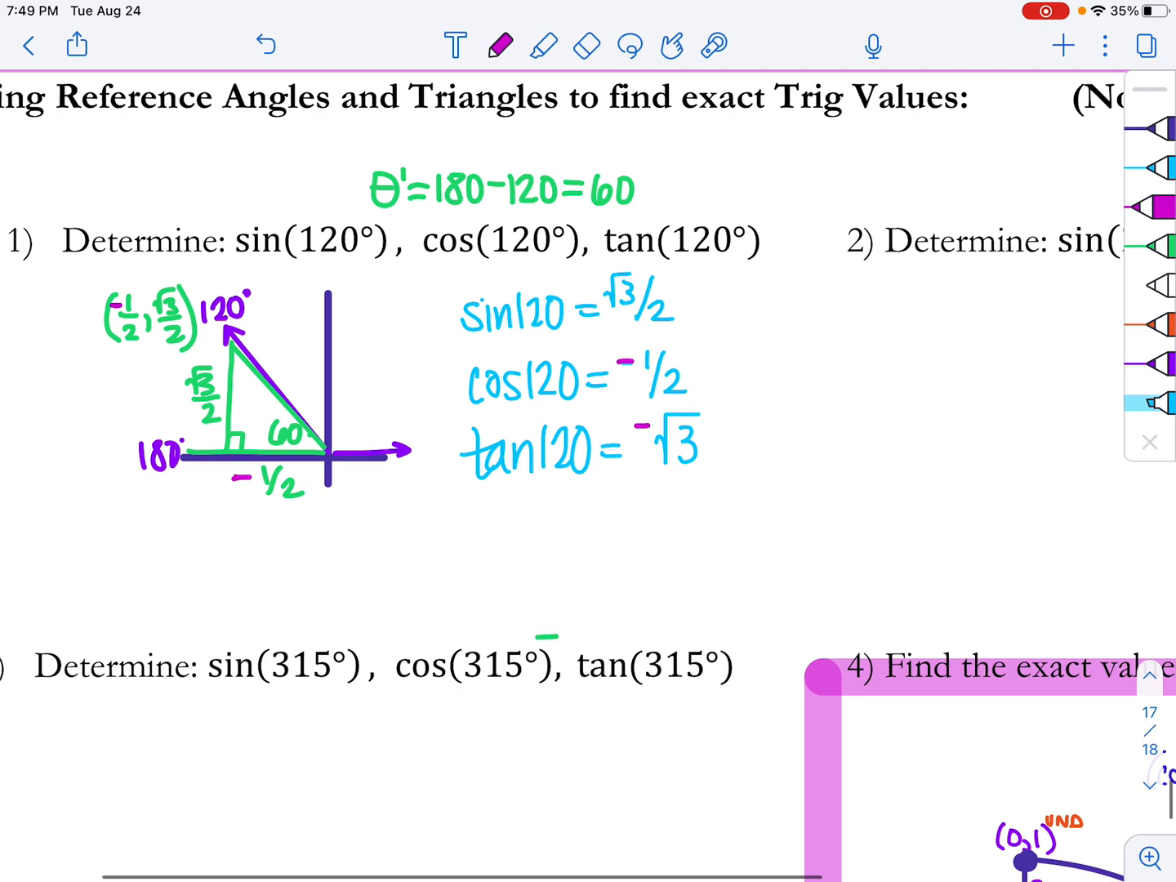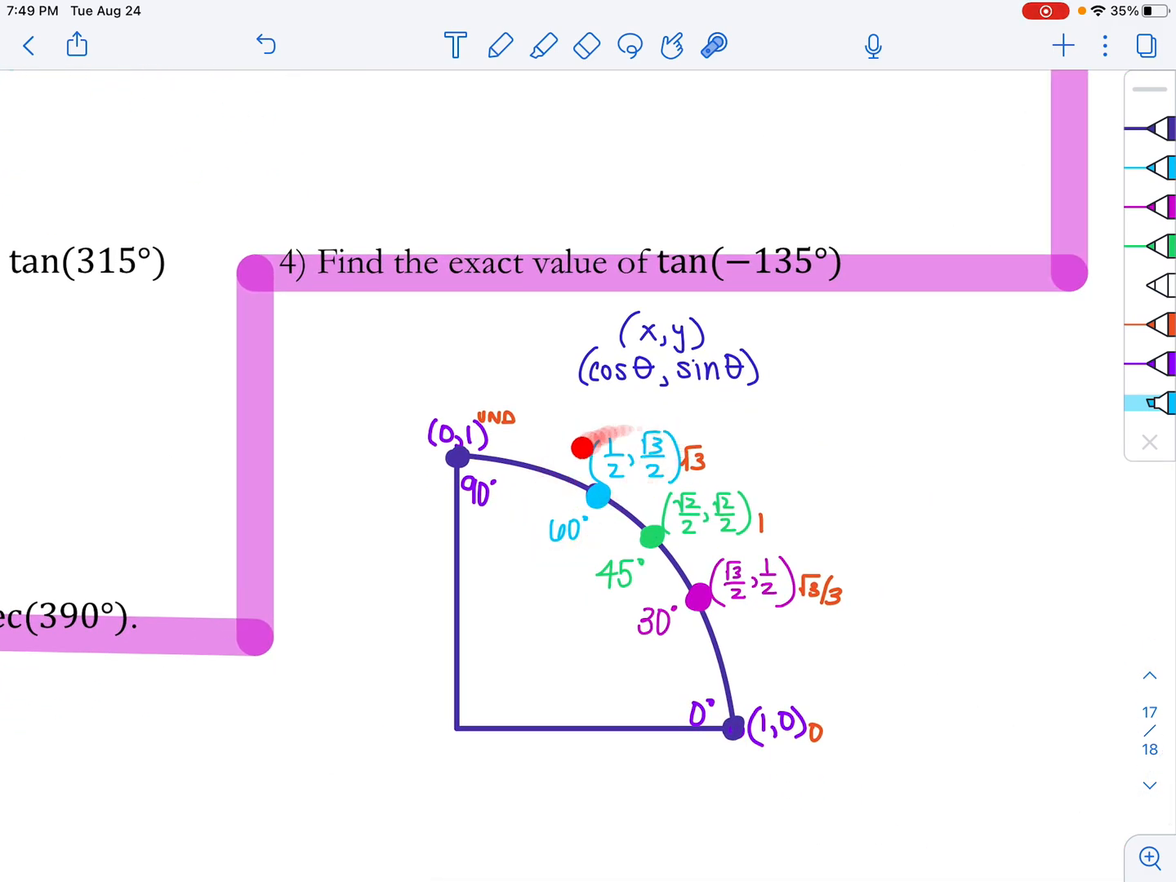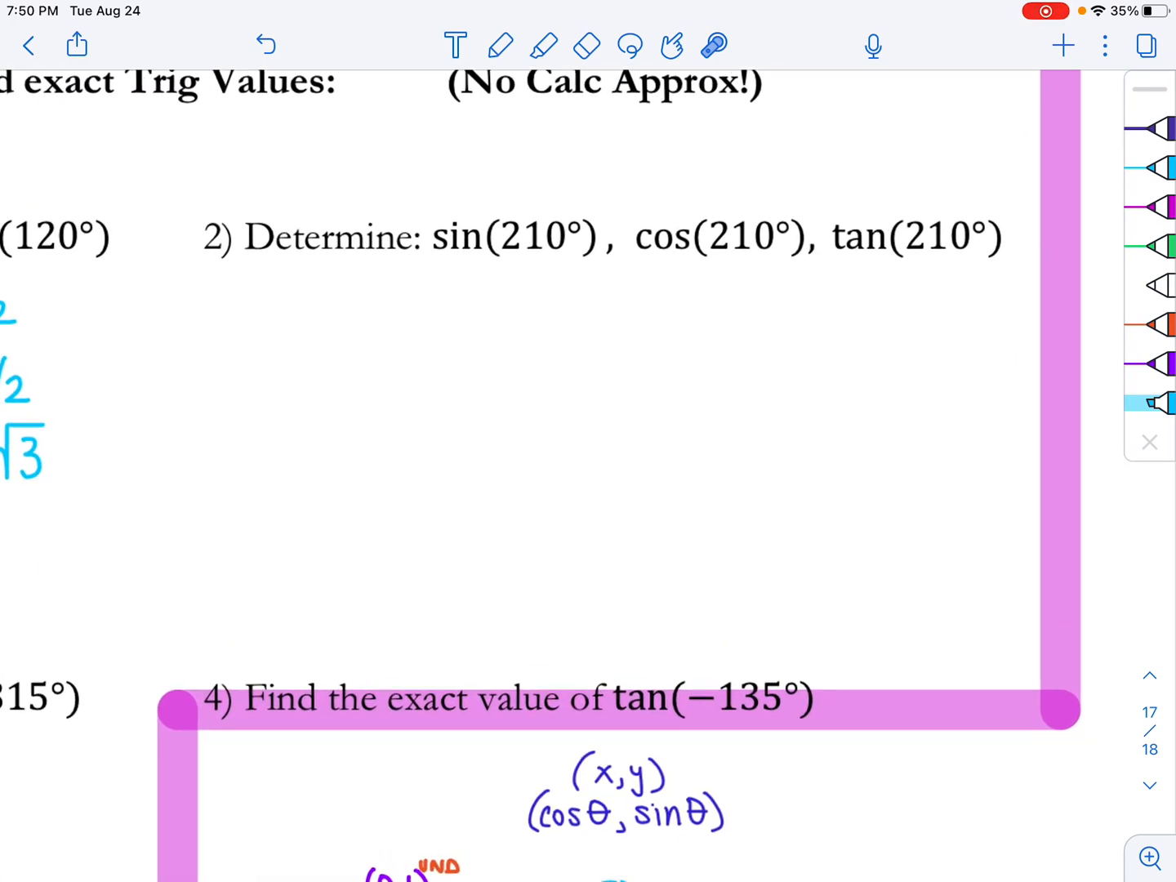So we put the negatives where they belong, but we use the same values as the 60 degrees in the first quadrant. So finding a reference angle refers us to the first quadrant values that we've been working so hard to memorize and become familiar with, and it actually opens up the rest of the unit circle to us. We can now figure out a bunch of points in the second, third, and fourth quadrants. So that's what we're going to do. Take a look at number 2.